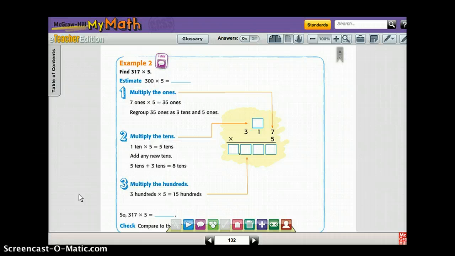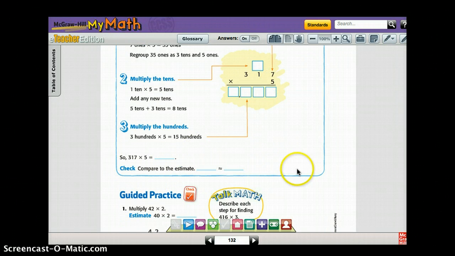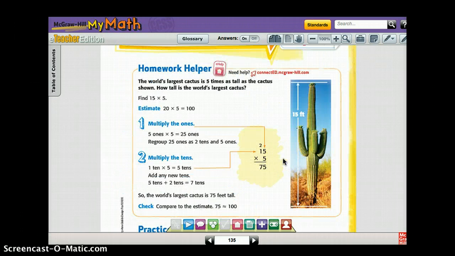Okay, so I just want to point out on page 132, it gives you another example, and this is a 3-digit by 1-digit multiplication problem. So it's the same steps, but it adds on that multiplying the hundreds place. So just like in our video, you start by multiplying the ones, then you move on into multiplying that tens place, and then you move into multiplying by that hundreds place. And once again, check. So always make sure that you're checking your answer. If you need another example, your homework helper gives you a good one.